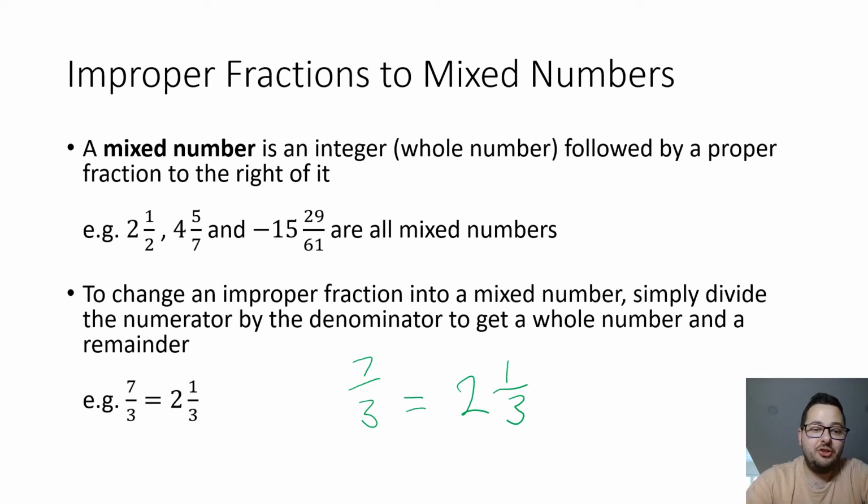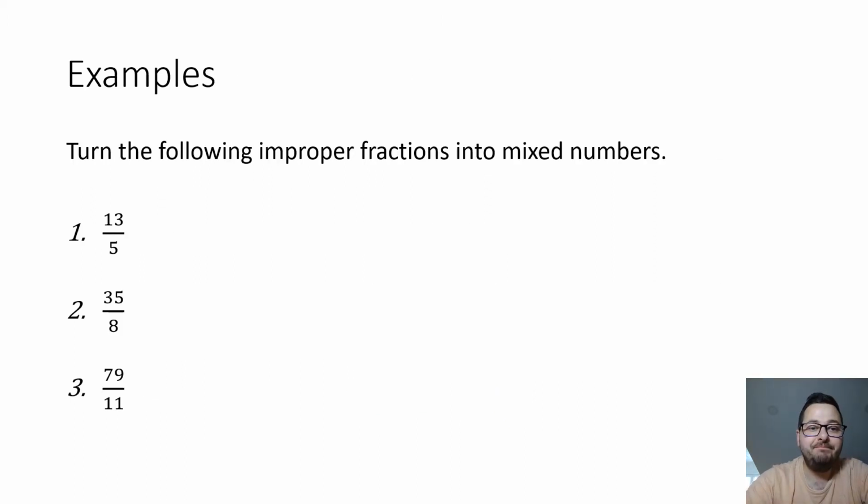Okay, so let's just do a couple of examples then. Number one is 13 over 5. So we're just doing a simple divide. 13 divided by 5, well, that's going to be 2, because 2 5's are 10, and we've got remainder 3. So it's 2 and 3/5.